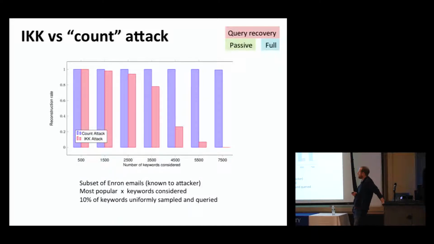Absolutely, yeah. So in the paper, I don't have slides on it, but in the paper we look at what happens, for example, if you don't know the entire data set, but you only know some fraction of the documents, and how the attack degrades. The IKK attack degrades much worse than the count attack, actually. But both of them degrade pretty quickly, like at 60% of the corpus. If you know 60% of the corpus, you're still not getting a huge recovery rate, something like 0.2 for the count attack and less for IKK.